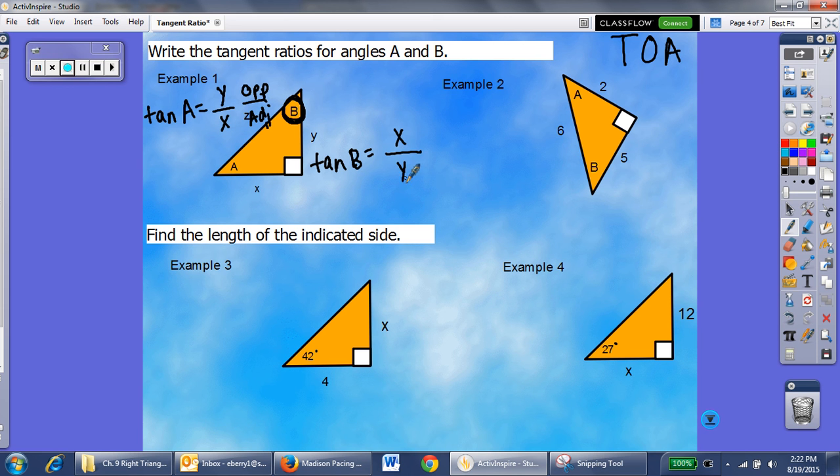Let's move on to example 2. We're going to do the same thing, just writing ratios. We're not solving anything yet. Let me move this over just a little bit.